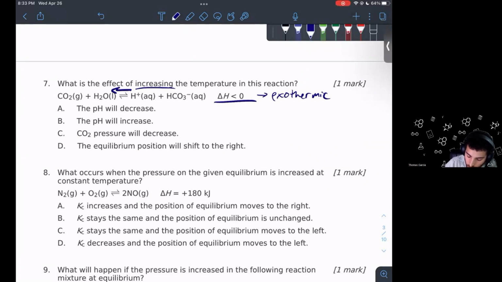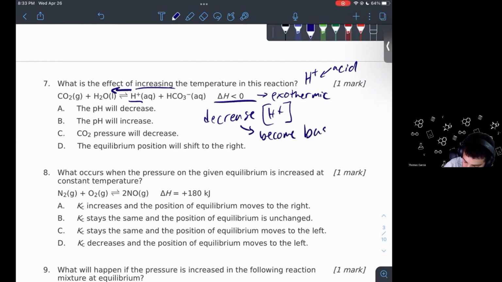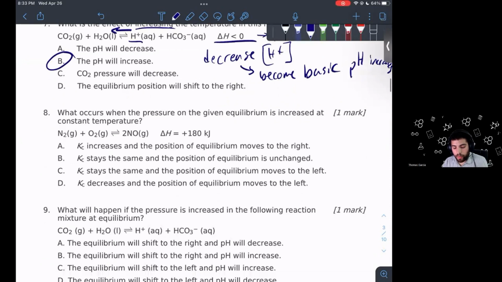Now, with this equation, we know that H plus is acidic. So if we shift backwards, we are going to decrease H plus concentration. And if we decrease H plus concentration, that means this is going to become basic. And if it becomes basic, that means pH increases. B.